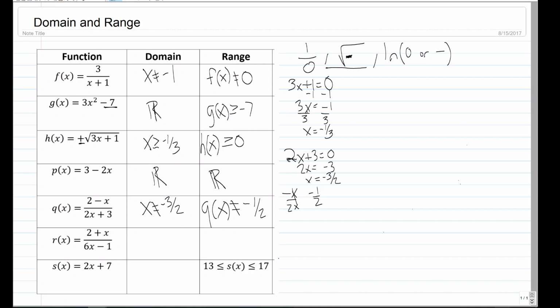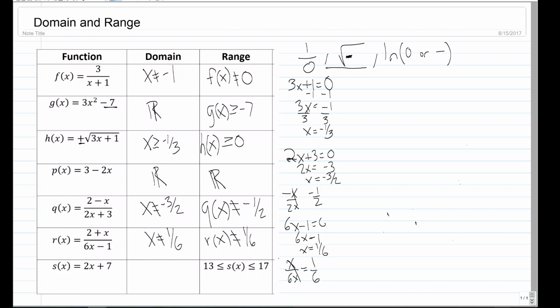Not so bad, right? All right, next. Similar case, I'm going to set 6x minus 1 equal to 0, so 1 equals 6x, so x equals 1/6. That's our spot we're not allowed to have. X is not equal to 1/6. All right, and then I need to look at my y value and see what that can't be equal to, and that is our horizontal asymptote, so the ratio of the biggest terms on top and bottom. And so that is x over 6x, which is 1/6. And so our y values, or our r of x values, also can't be equal to 1/6.